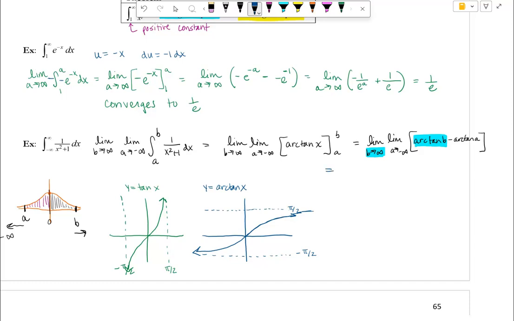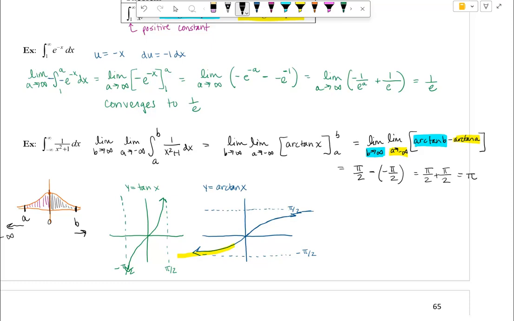So when I go to evaluate this limit, oops, I was trying to write that in the same color. When I go to evaluate this limit, the arctangent of b as b goes to infinity is pi over 2. And then I want to think about the arctangent of a as a goes to negative infinity. Well, on the graph, if I go out to negative infinity, I'm approaching this horizontal asymptote at negative pi over 2. So I'm subtracting the arctangent of basically negative infinity, which is negative pi over 2. So that becomes pi over 2 plus pi over 2, which of course is 2 pi over 2, or just pi.